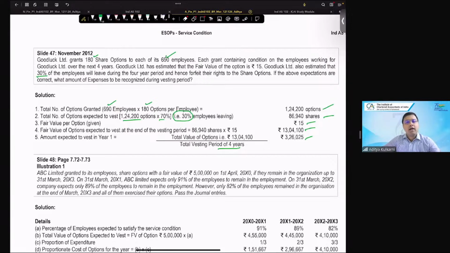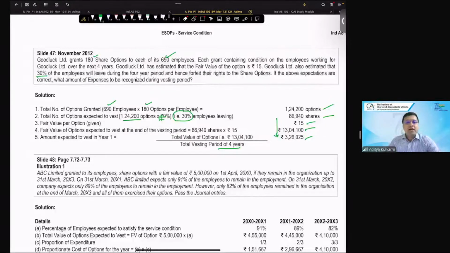So if you want to color your books, you play around with these estimates. Why 30%? I will estimate 60% will leave. Then the expense that is getting hit in your P&L will be only 40%. Then what happens? Expense goes down.